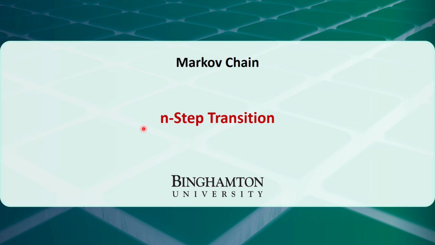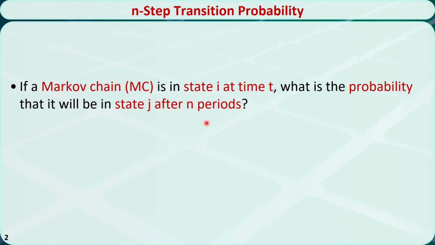In this video, I will talk about how to calculate the n-step transition probabilities of a Markov chain. If a Markov chain is in state i at time t, what is the probability that it will be in state j after n periods? This is called the n-step transition probability.